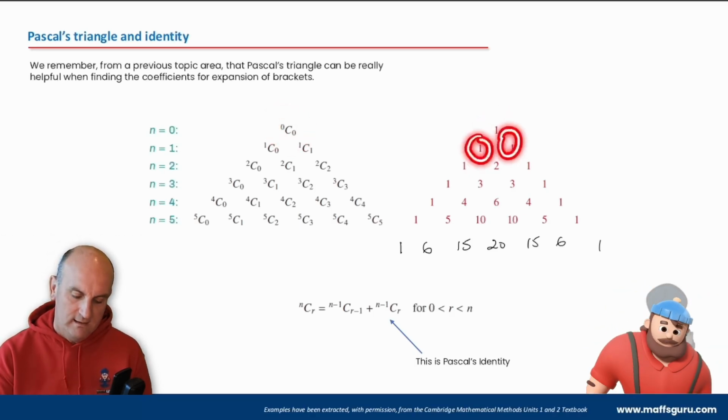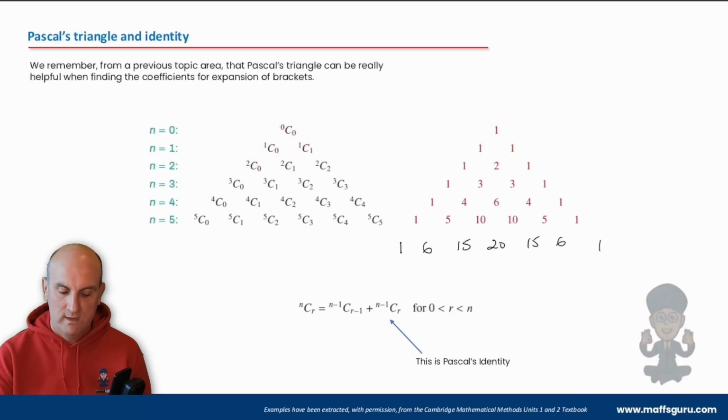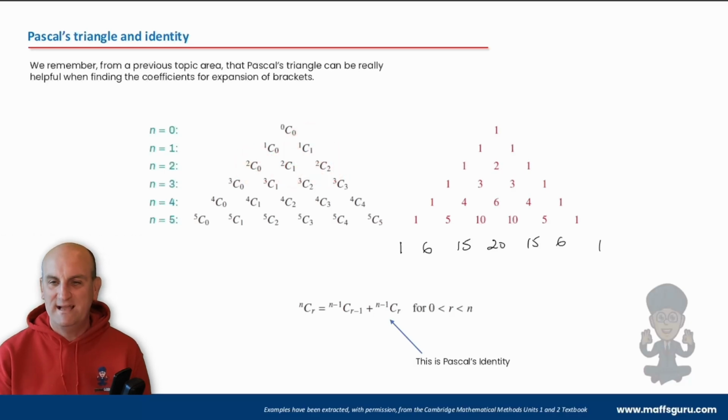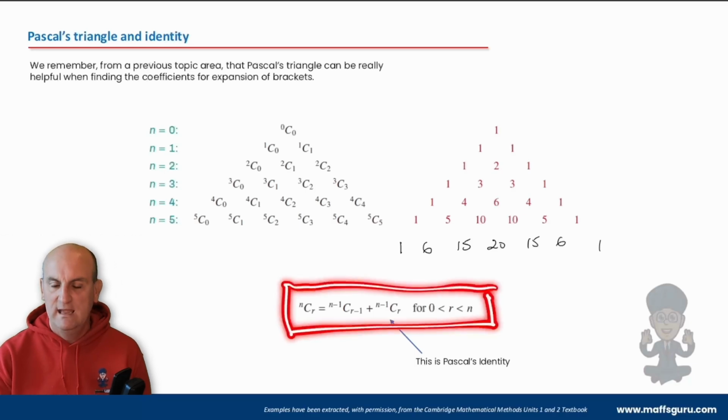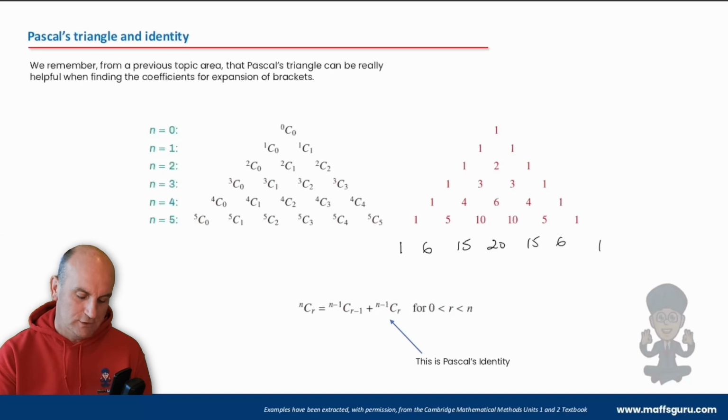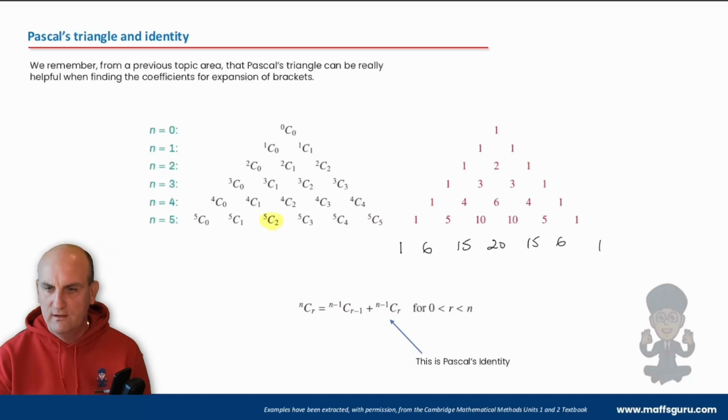This one here is 1C0 and 1C1, 2C0, 2C1, 2C2. And so what Pascal said is this. And it looks a bit confusing initially. nCr is equal to n minus 1 C r minus 1 plus n minus 1 C r. Now what I'm going to do is actually choose a value. So let's take n equals 5 and r equals 2.